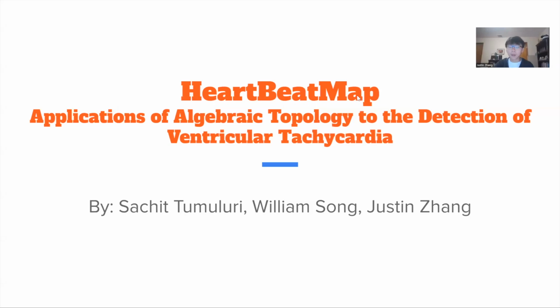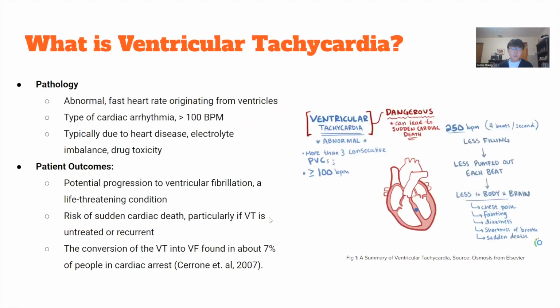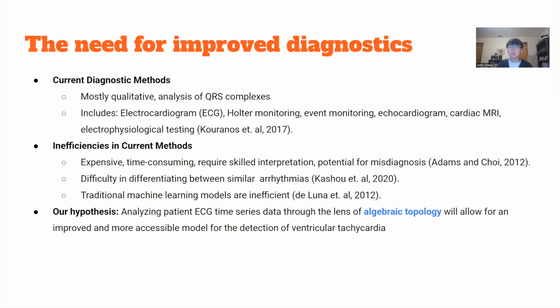Our app is HeartBeatMap, and it's a way to detect heart disease using mathematical topology. This is by Sachit, William, and Justin. Ventricular tachycardia is a condition where the heart beats abnormally fast, and this can be very deadly. The current diagnostic tests are not efficient, so we wanted to use algebraic topology to resolve this issue.